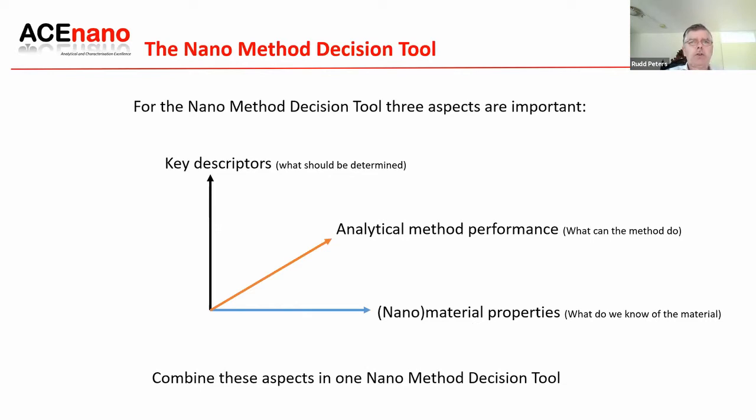So now we also cover the material properties that are being used to describe the nature of the material, and to make a useful method selection. Our knowledge of the material under investigation has to be matched with the performance criteria of the analytical methods. And these performance criteria have been discussed with experts in the Acenano consortium and have been listed in the form of tables for the applicable analytical methods to determine certain key descriptors. And in total, these are about 20 different methods which are being used there.